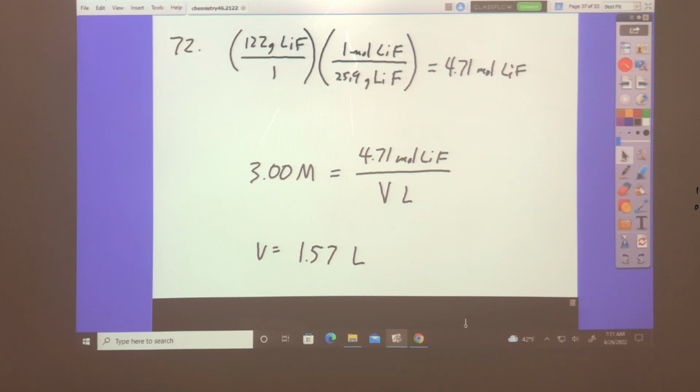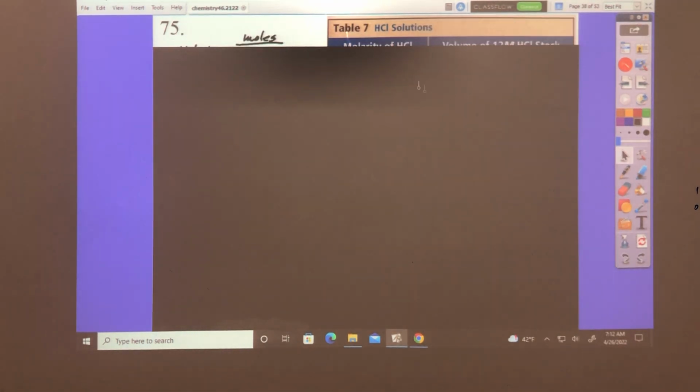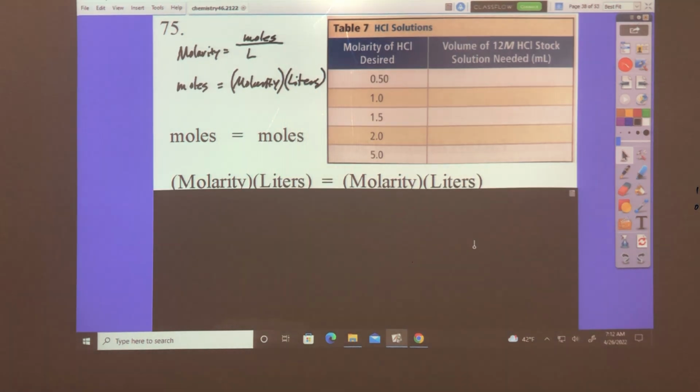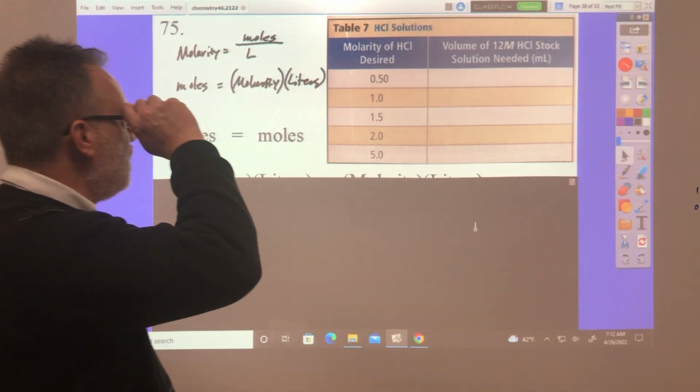75. Got a table there. Stock solutions of HCl with various molarities are frequently prepared. Complete table 7 by calculating the volume of concentrated or 12 molar hydrochloric acid that should be used to make a liter of hydrochloric acid solution with each molarity listed. I have to do this particular thing several times a year. So there's our table. So we want the volumes, those 5 volumes.